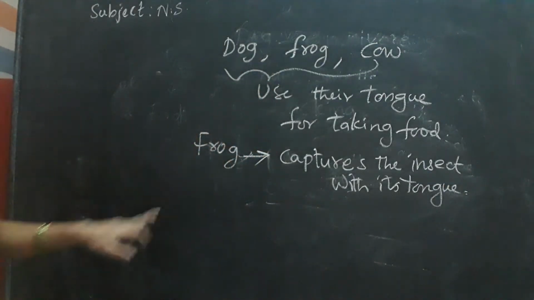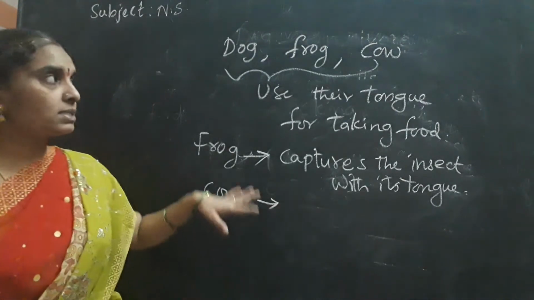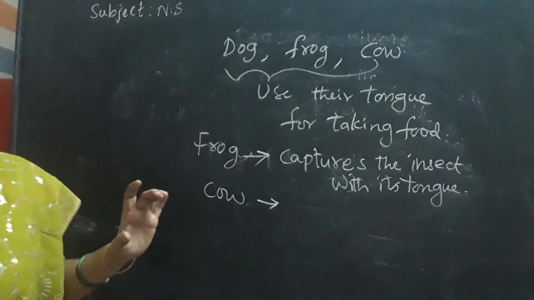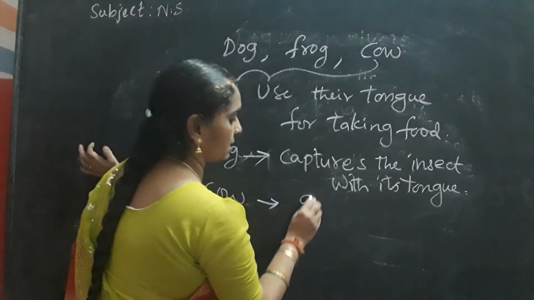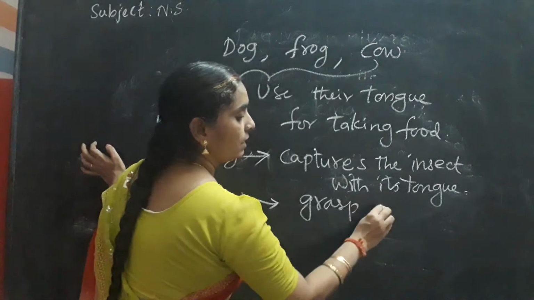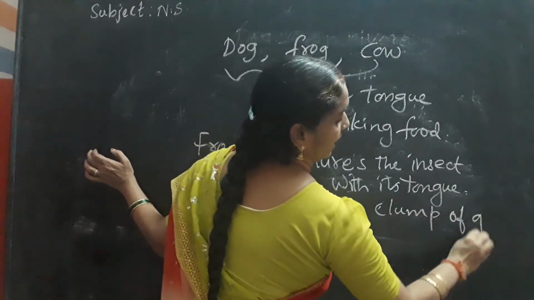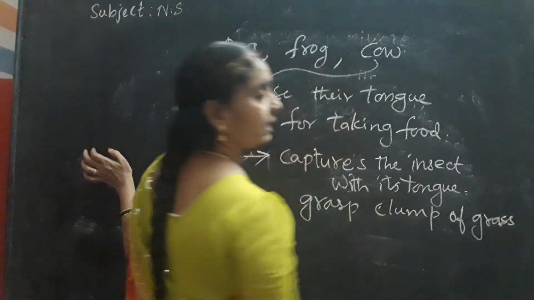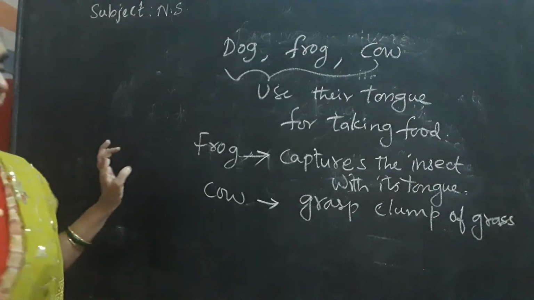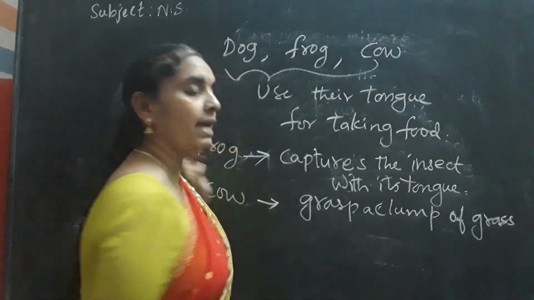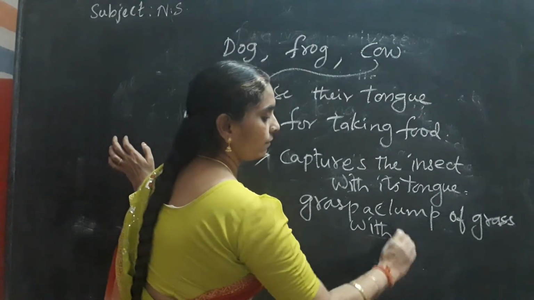Next, coming to the cow. What does the cow do? What does the cow do with the help of its tongue? The cow grasps a clump of grass with the help of its tongue.